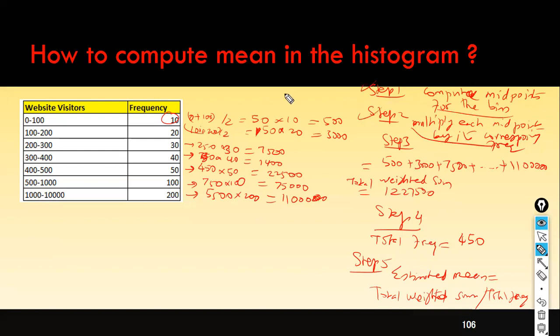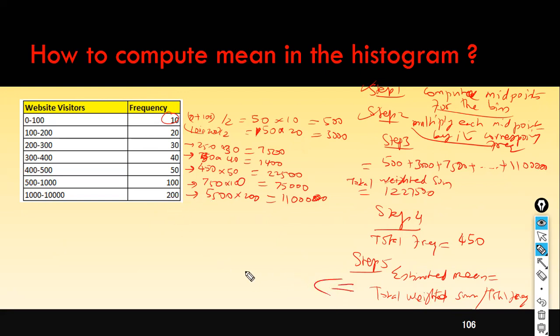Step 1, compute the midpoints for the bins. For the midpoints, you need to add the two values and divide by 2. For each bin you need to find the midpoint, and then you need to multiply each midpoint by the corresponding frequency. Step 2. And step 3, you need to add all the values. After you multiply the midpoint value by the frequency for each and every bin, when you add all the values, you will get the total weighted sum. And in step 4, you need to compute the total frequency, and total weighted sum divided by total frequency is your estimated mean. So in this case, how much are we getting?